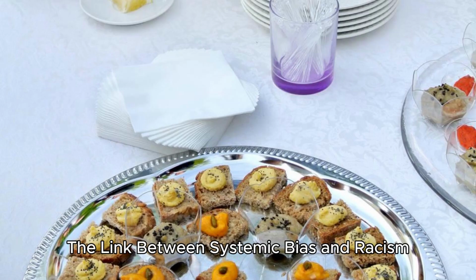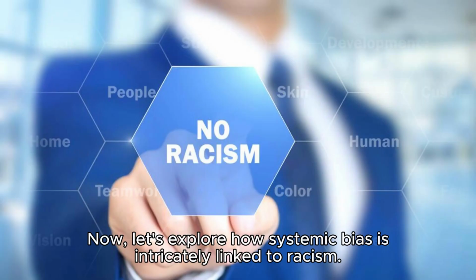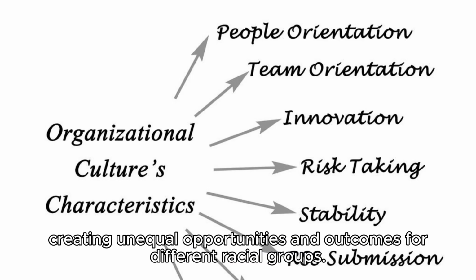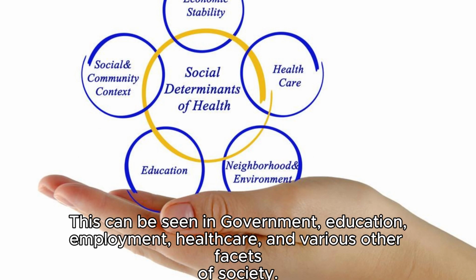The link between systemic bias and racism. Now, let's explore how systemic bias is intricately linked to racism. Systemic bias often perpetuates and reinforces racial disparities, creating unequal opportunities and outcomes for different racial groups. This can be seen in government, education, employment, healthcare, and various other facets of society.